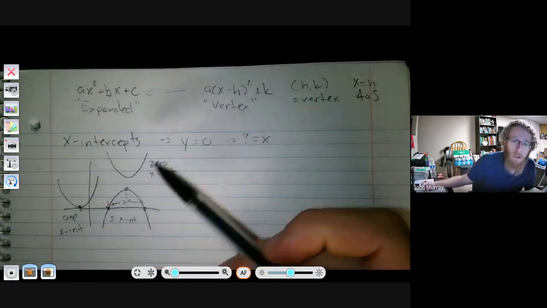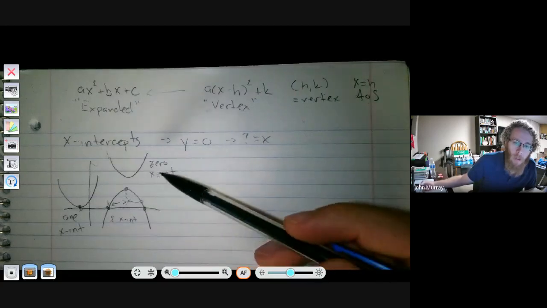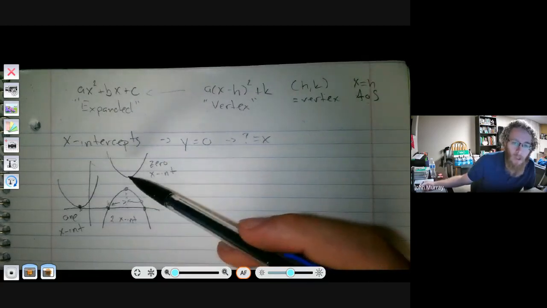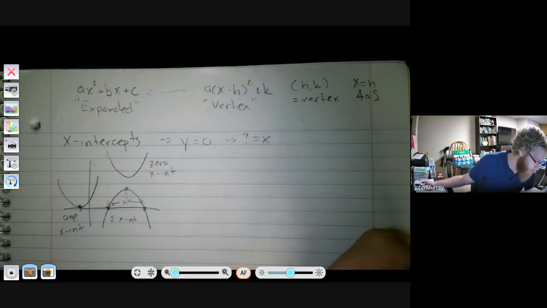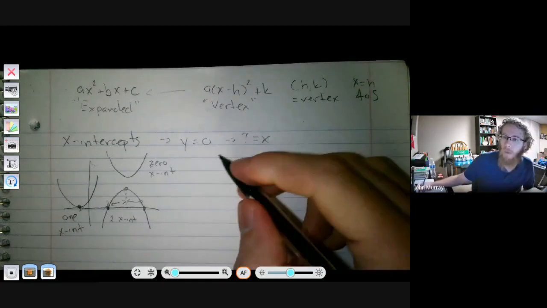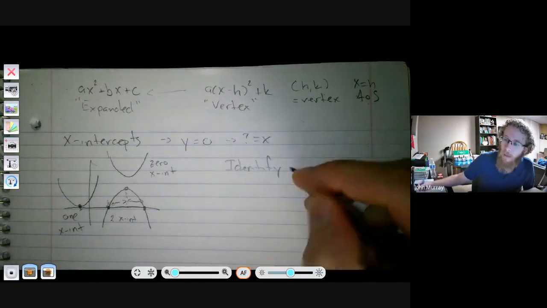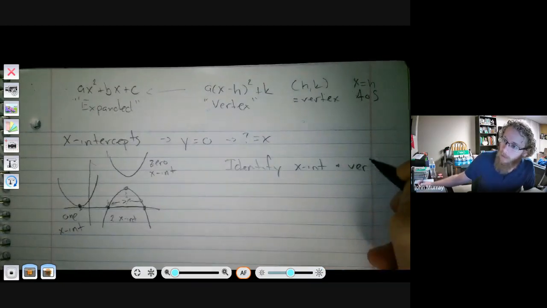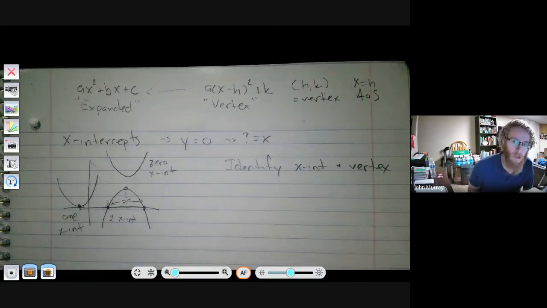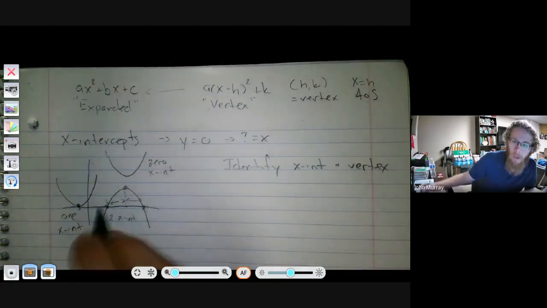Okay, now last year you should have learned about imaginary numbers. That's where that comes into play. Here we would have an imaginary solution because it doesn't cross on the real axis. So one thing you're going to have to do is identify the x-intercepts and vertex. So when you're given the graph, it's super simple, right? The x-intercepts are where they cross the x-axis.